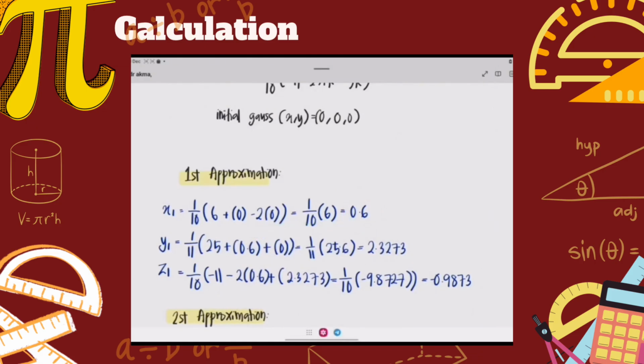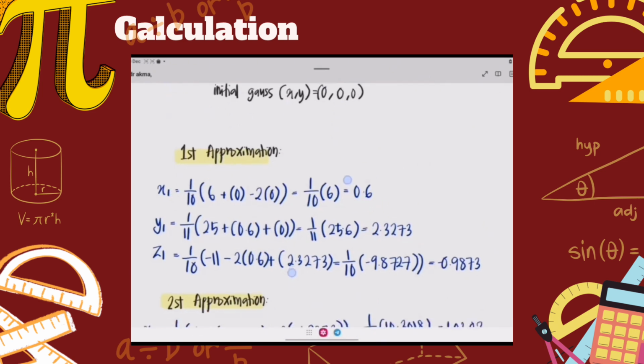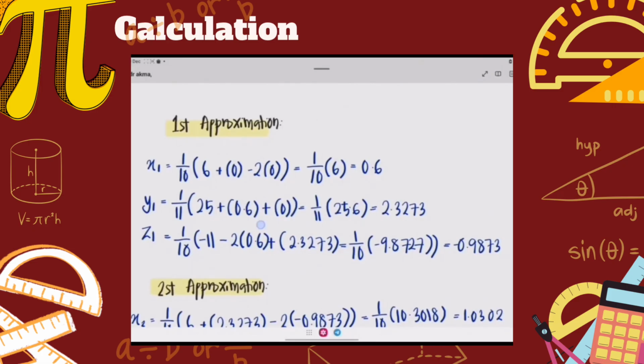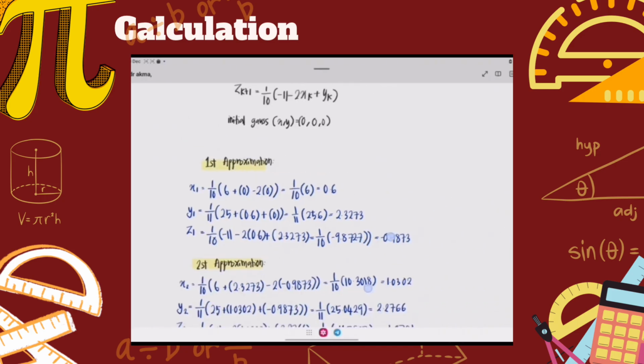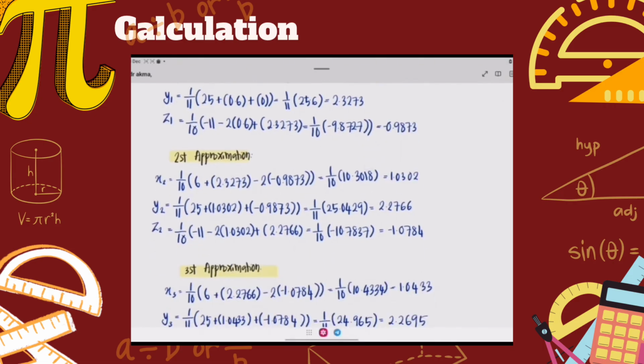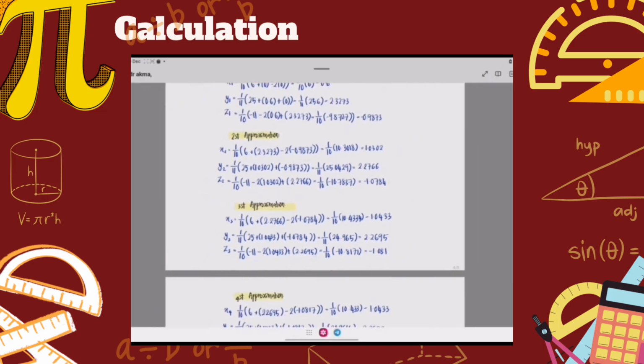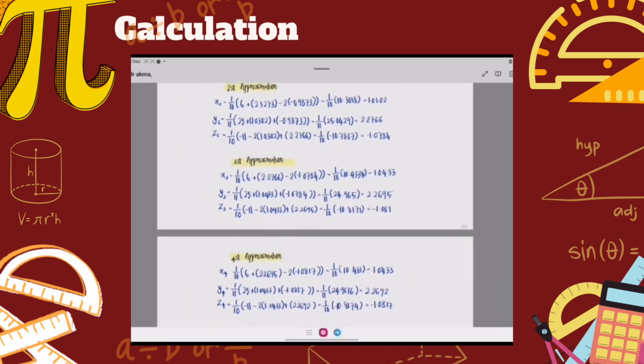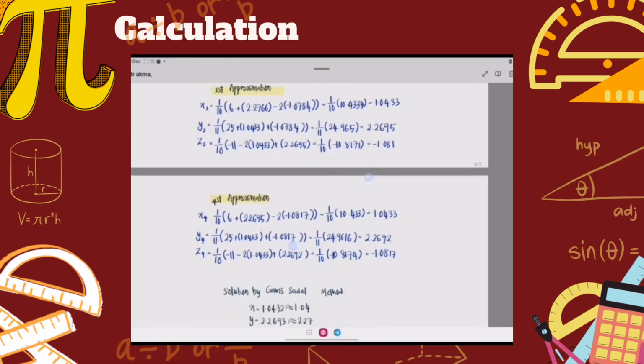As we can see, for y1 we include the 0.6 into it, and we will get this value. And then for z, we use 0.6, and then substitute this value immediately, and we will get the value of z1. So we will repeatedly use the same process for the second iteration, third iteration, and also the fourth iteration.